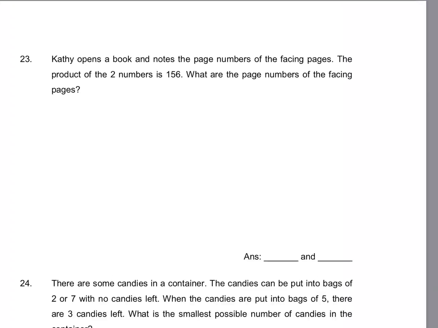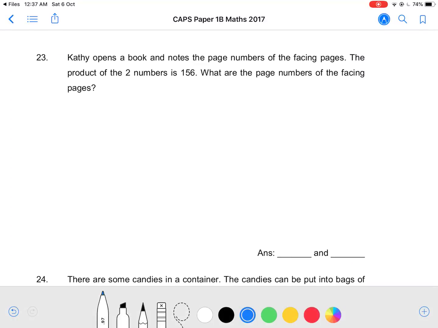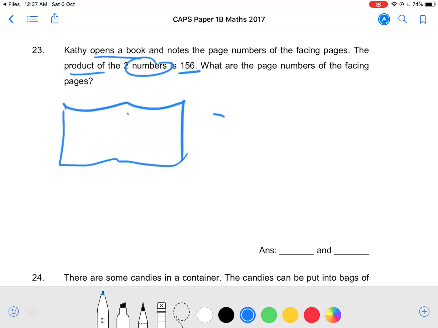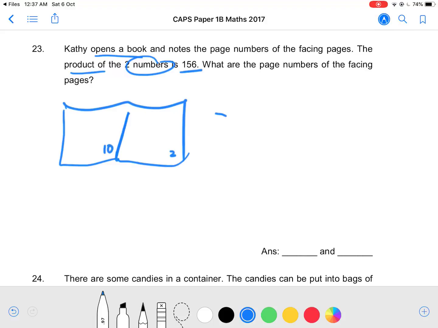Okay, question number 23 is actually quite interesting. It goes to show a little bit of a storybook, and they say that the product of the two page numbers is 156. So those who read storybooks would know that the page numbers run in order. If this is page 1, this will be page 2, right? If this is page 10, then this will be page 11. So they are saying that which 2 pages would have a product, means multiply, to get 156.